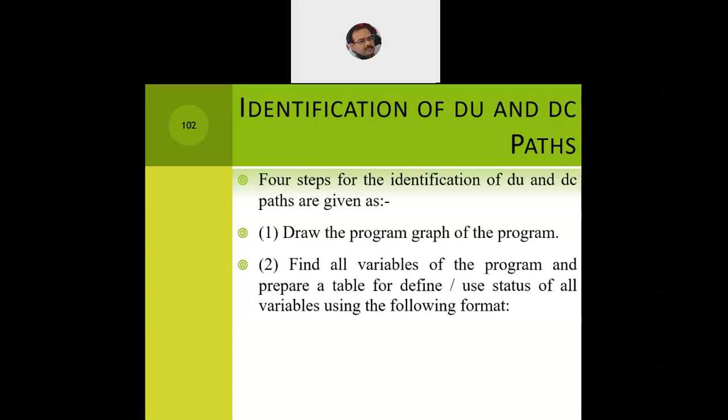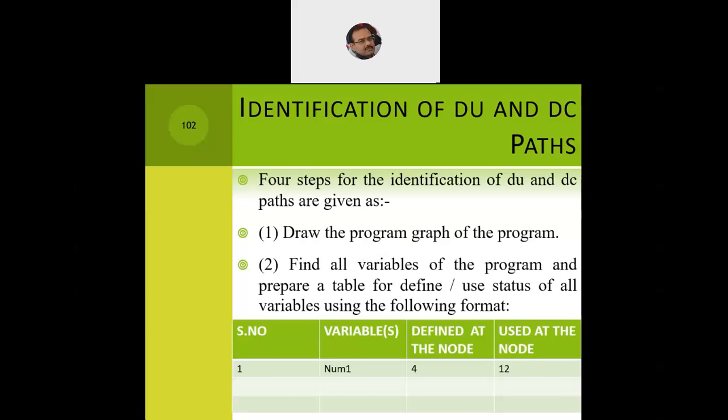And we have a predefined format of the table, something like this. First column contains the serial number, second column contains the variables, third column contains the line of code in which the variable is defined, and the fourth column contains the line of code where the variable is used. So let us say we have a variable called num1. We give the name of the variable as num1. We define it at line number 4, and then use it at line number 12.